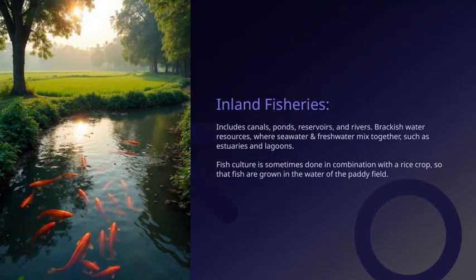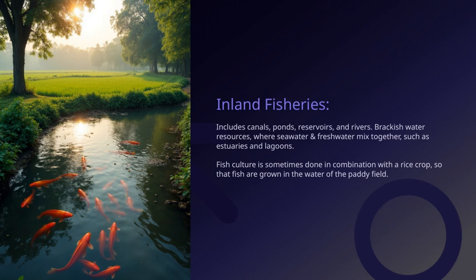Inland fisheries encompass a variety of water bodies, including canals, ponds, reservoirs, and rivers, which are essential habitats for many fish species. Additionally, there are brackish water resources, where seawater and freshwater mix, such as estuaries and lagoons. These areas are particularly productive because they support diverse aquatic life and are vital for local fishing communities.